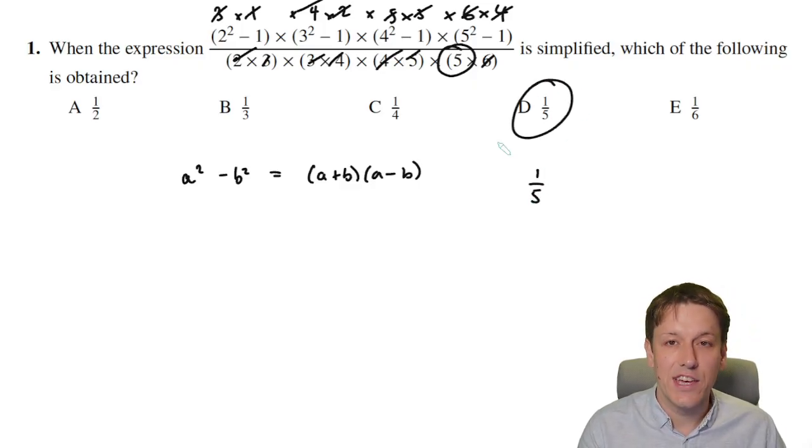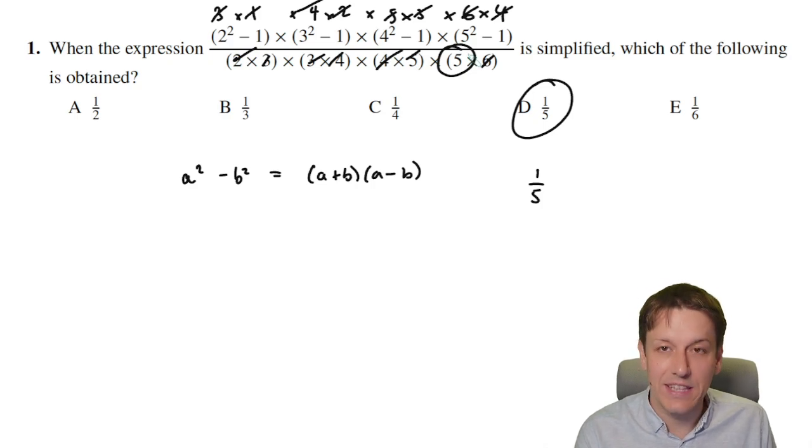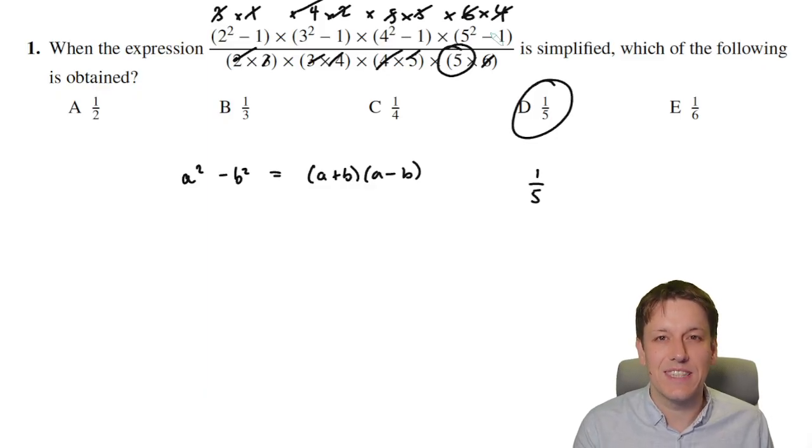and the answer here is D, 1/5. Of course, you could just work these numbers out here, none of them are very big. 5 squared minus 1 is only 24, and you could cancel factors that way, but clearly there's a hint there to use the difference of two squares. That's something that comes up a lot in the Senior Maths Challenge.